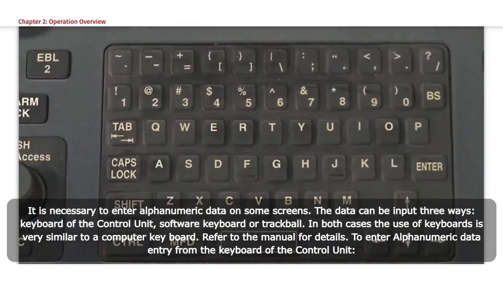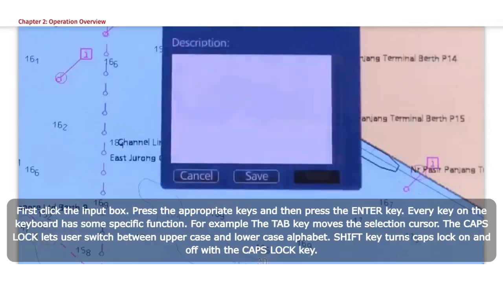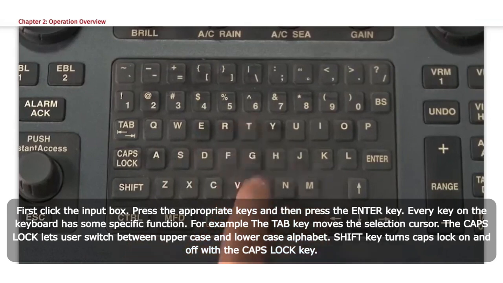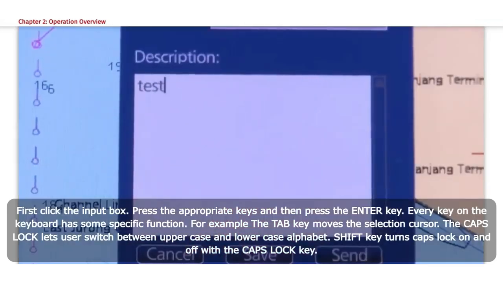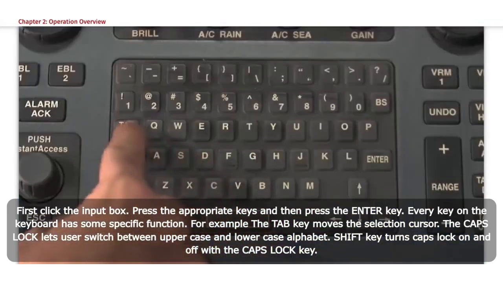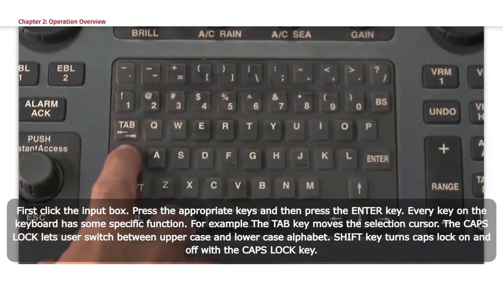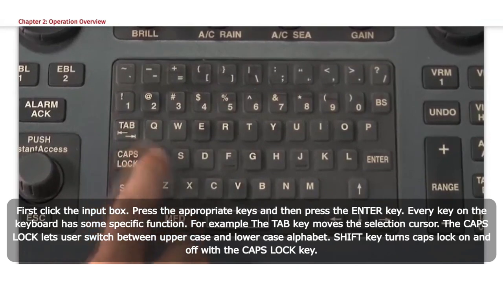To enter alphanumeric data from the keyboard of the control unit, first, click the input box. Press the appropriate keys and then press the Enter key. Every key on the keyboard has some specific function. For example, the Tab key moves the selection cursor. The Caps Lock lets users switch between uppercase and lowercase alphabet.